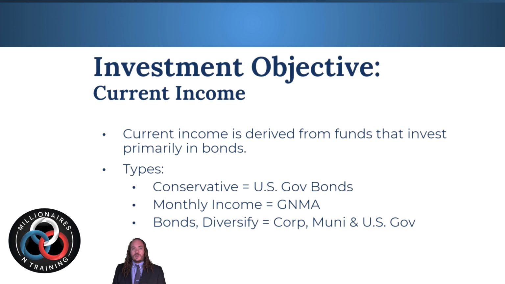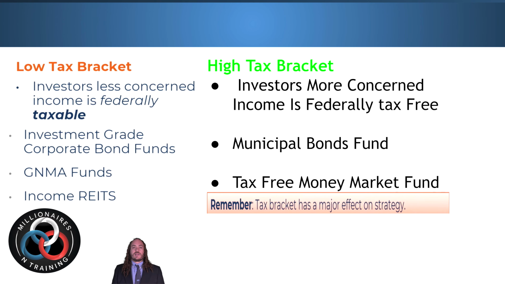So if we're looking at current income as the investment objective and the investor is in a low tax bracket, that just means that the investor is in a tax bracket that is lower than 28%. Here, the investors are concerned about income. They don't really care about the tax implications. They want to earn more money. So the investments here are an investment grade corporate bond fund, a Ginnie Mae fund if we want monthly income because people pay their mortgages monthly, or even income REITs. We can't sell REITs with a Series 6, only a Series 7 rep can sell them.